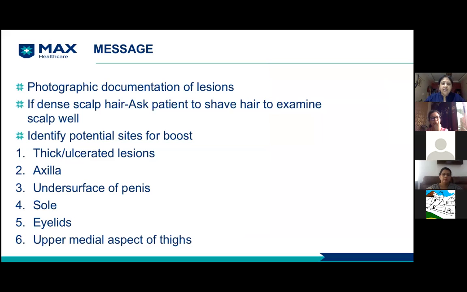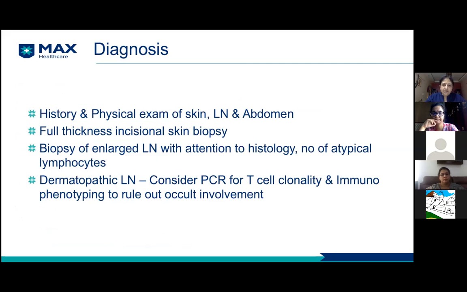If your patients have dense scalp hair, preferably ask them to shave the hair so that you can examine the scalp well. Or if they have not so thick hair, you can just separate the hair and examine the scalp. In your first clinical assessment, identify the areas which will potentially require a boost. For example, any thick ulcerated lesions, any specific lesions in the axilla, any lesions on the undersurface or ventral surface of the penis, sole of feet, eyelids, upper medial aspect of thighs. Pay attention to all these areas.